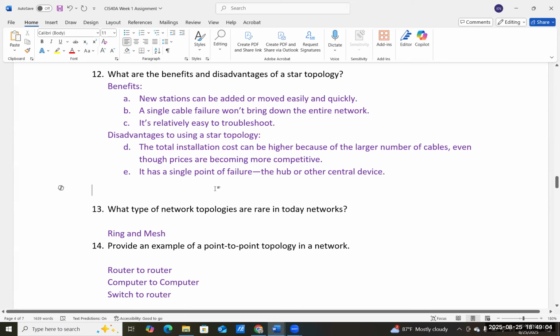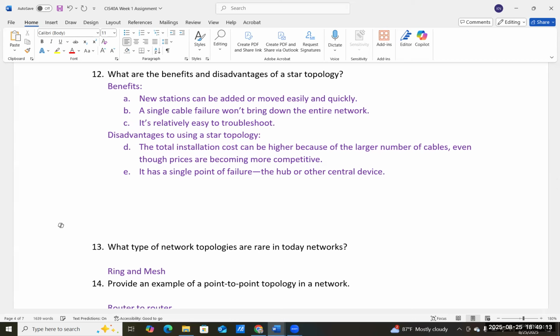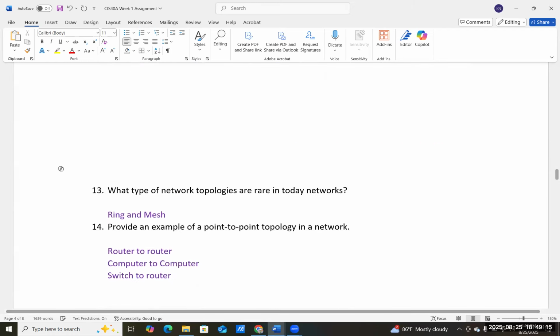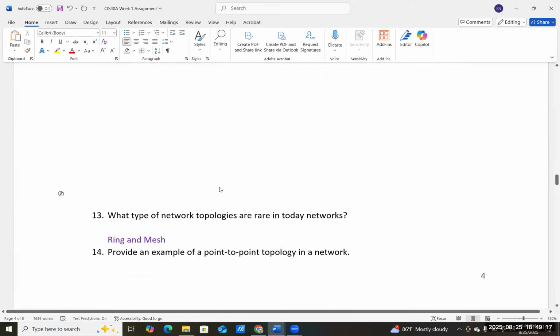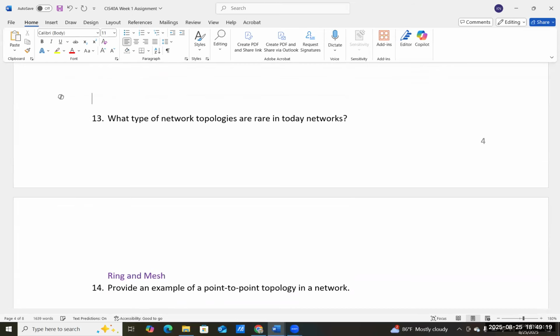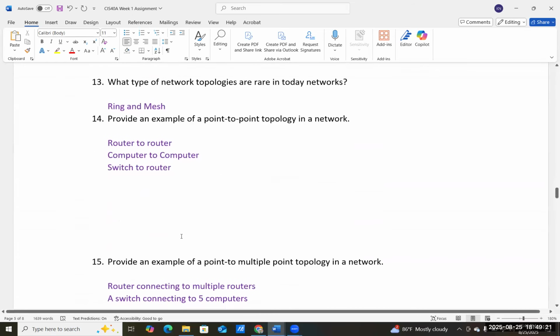Okay, can I move 13 down to the next page? I think we're good with 12, right? And again, you don't have to put it verbatim. You can also summarize answers. I just want to get the cutoff here.